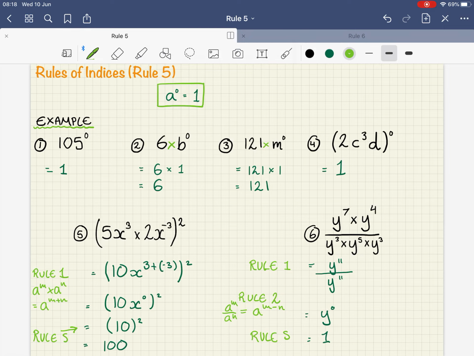And that's all you need to know with rule 5. Rule 5 very much does work in tandem with the other rules. It's very, very rarely, if never, on its own. So it's just something to be aware of. When you've got something to the power of 0, it is going to be 1.